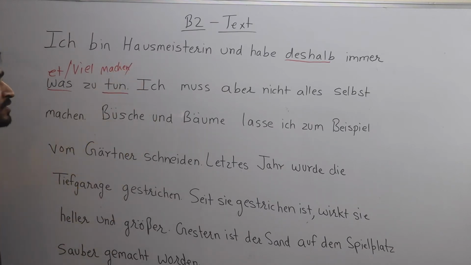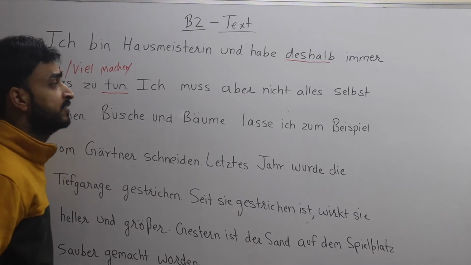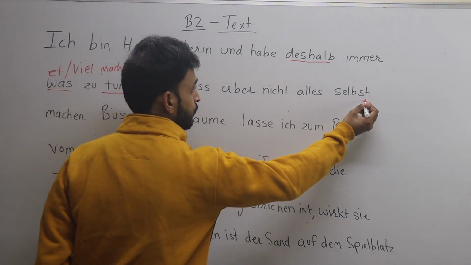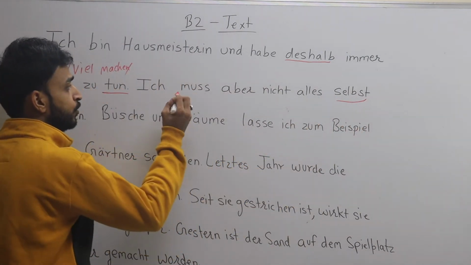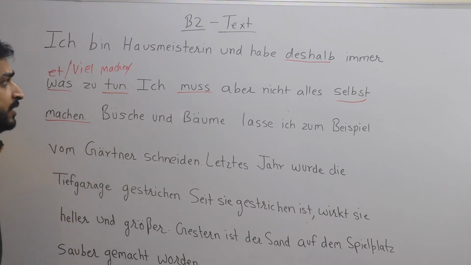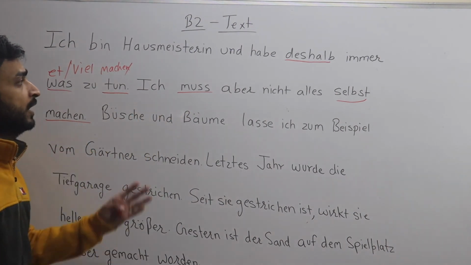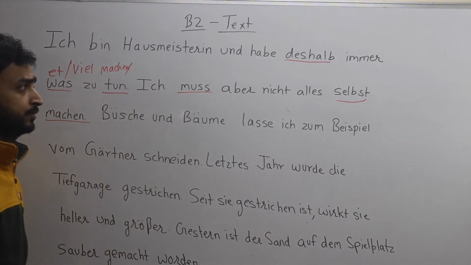Ich muss aber nicht alles selbst machen, but I don't have to do all myself. Selbst means self. Muss is a modal verb, and this is the infinitive. You know the rule, this is basic. I have been teaching you for so long. So muss, modal verb, and machen. I have to do. Okay.